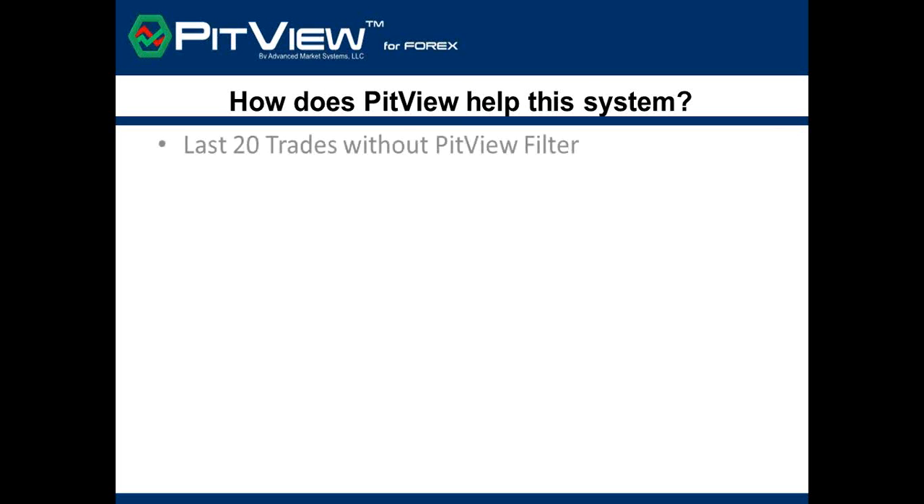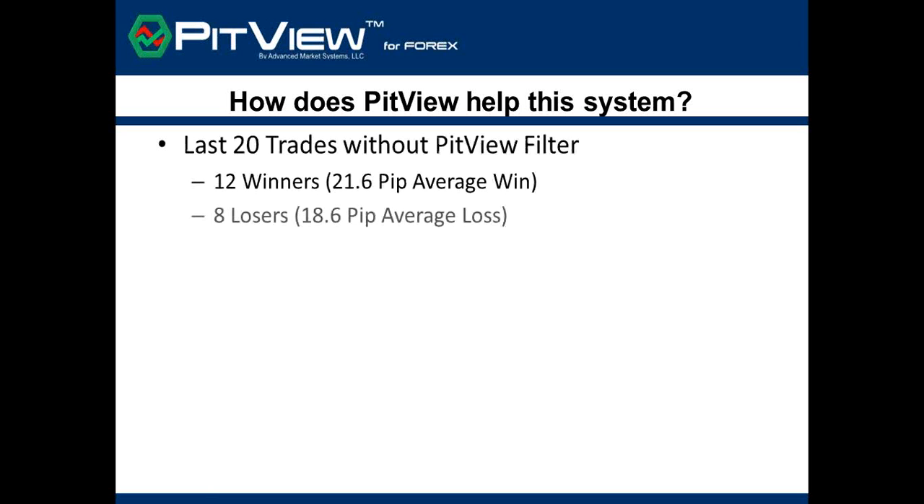Now, before we go live and take a look at this, without that PairView filter, at the time of doing this presentation, I didn't update it because we just wanted to do a review session. At the time that I did this, we had 12 winners and 8 losers going back the last 20 trades where we got a valid signal on this trading method. And this was just tracking the Euro-Dollar pair, by the way. So 12 winners and 8 losers, and that's without the PairView filter.